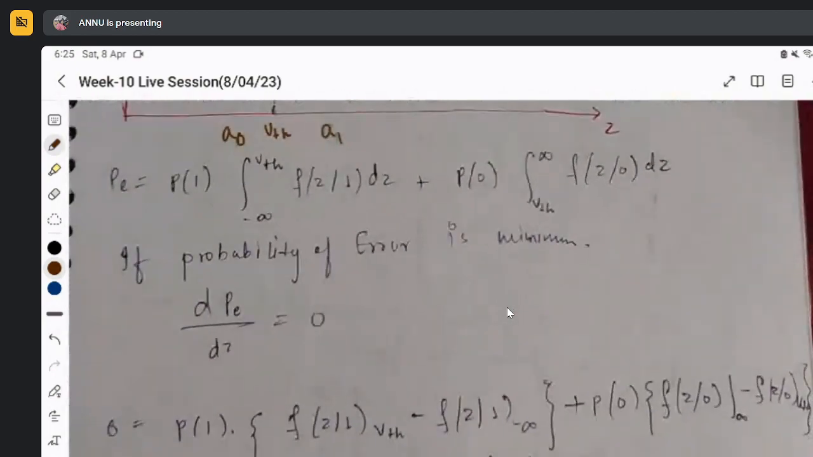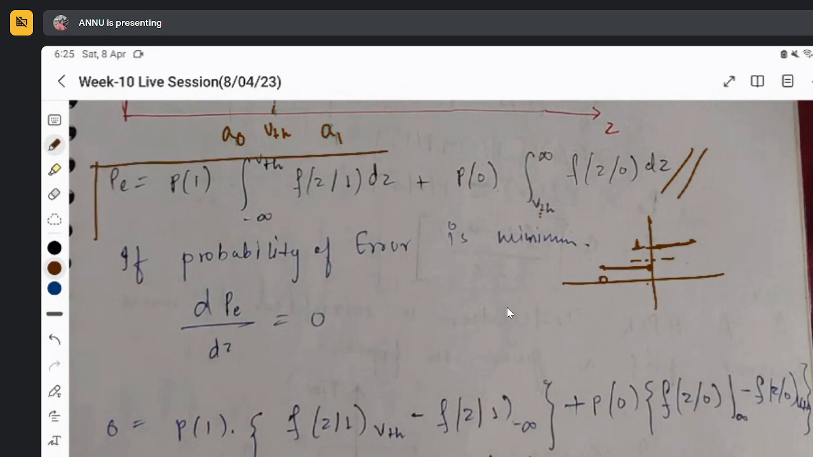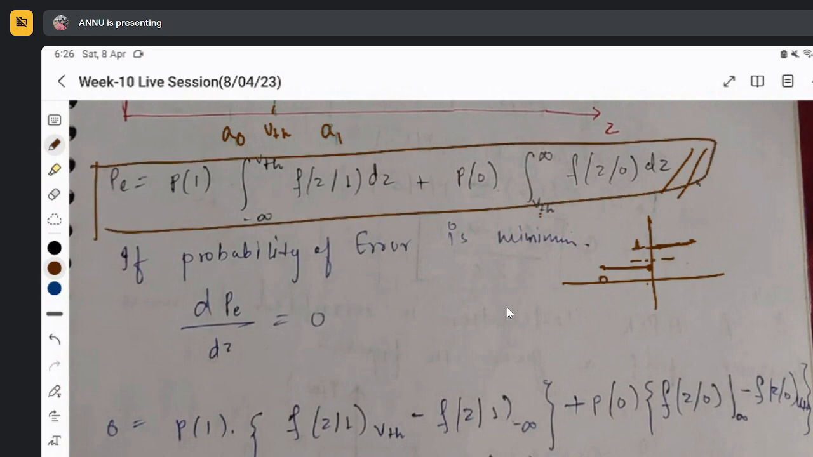So if you are transmitting 0 but you are getting a higher value, greater than that threshold. For example, suppose this is 0 and this is 1, and you are transmitting 0 but you are getting 1, so up to some value you are representing that as 1, so you are integrating from VTH to infinity. VTH means the threshold value. So this is how you calculate the probability of error, and this is calculated for every BPSK modulation, ASK modulation, QPSK modulation, and so on.